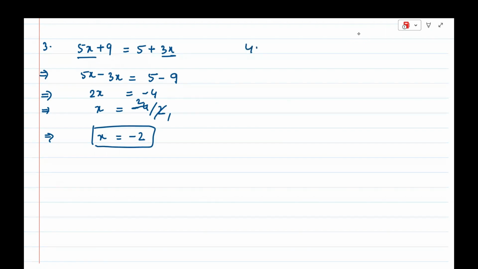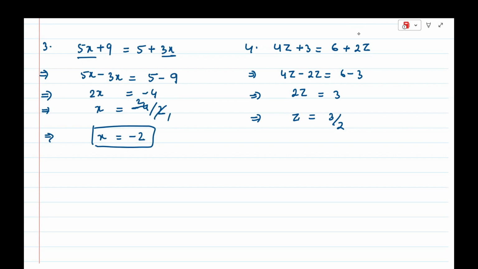Fourth question. The fourth question is 4z plus 3 is equal to 6 plus 2z. Same to same. First, separate the variable and then the constant terms. Next step, 4z minus 2z is 2z, equal to 6 minus 3, which is 3. So 2 will go for division, which is 3 by 2.